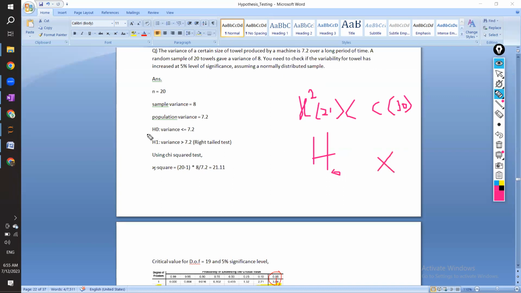Now, what is the null hypothesis saying? The variance is either 7.2 or less, but it did not increase. So with these 20 samples, whatever you got, 8, that is only for those 20 samples. But actually the overall variance did not increase. It is just 7.2 itself. Whatever the null hypothesis is saying, you need to accept it.